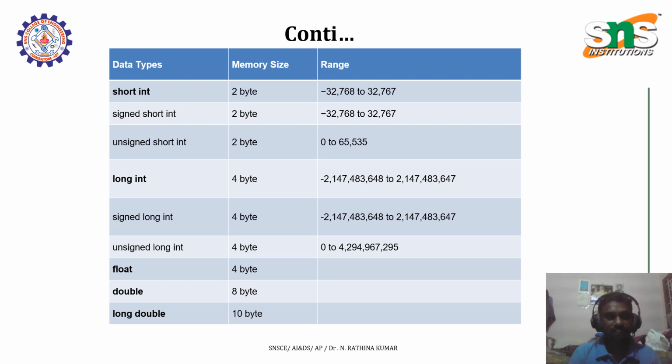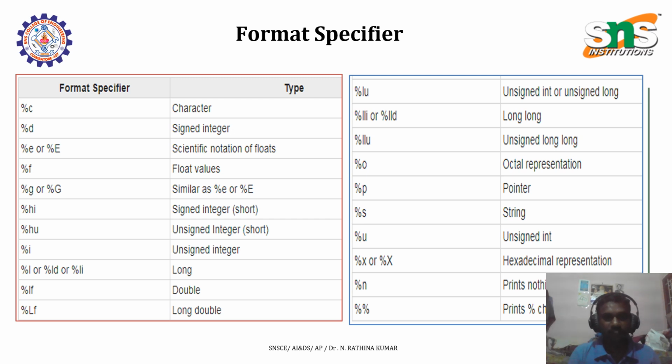Next, it's a continuation of the previous slide. The size of the float data type is 4 bytes. The double is 8 bytes. The long double is 10 bytes. This is enough. Next, we are going to see what is meant by format specifier.